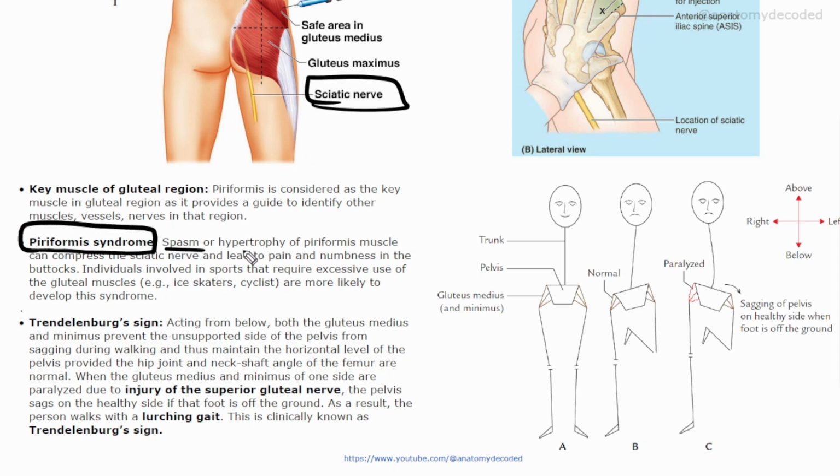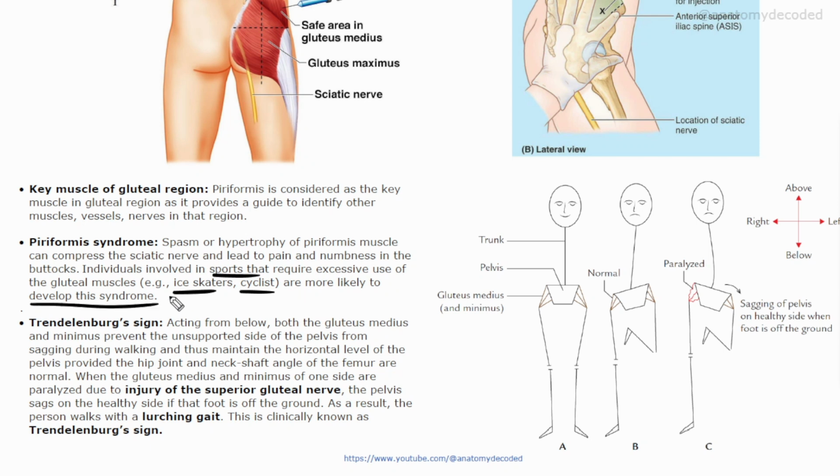Whenever there is spasm or hypertrophy of the piriformis muscle, it can compress the sciatic nerve and lead to pain and numbness in the buttocks. Usually individuals who do sports activities like ice skating and cycling are more likely to develop this syndrome. Then there is a very important test called Trendelenburg's sign.